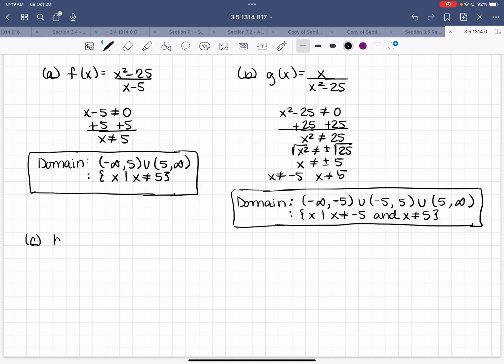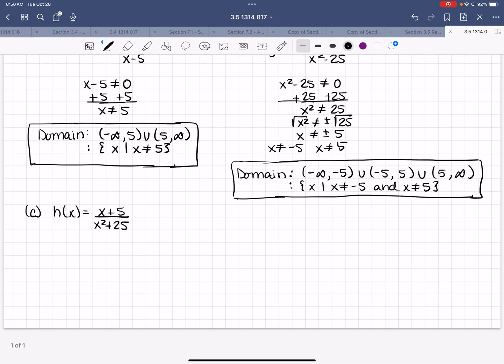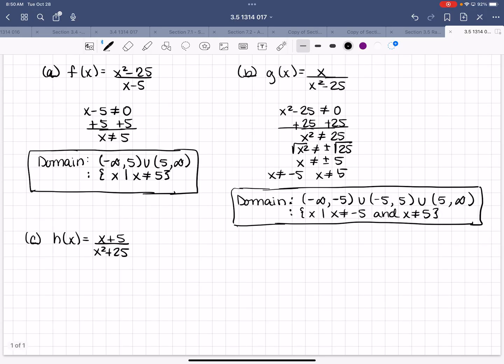And once again, we're still dealing with some 5s here. I get x plus 5 divided by x squared plus 25 this time. Well, do I have x in the denominator? Yes, I do. So I know that x squared plus 25 cannot equal 0. I'm going to subtract that 25 from both sides, and that's going to give me x squared cannot equal negative 25.